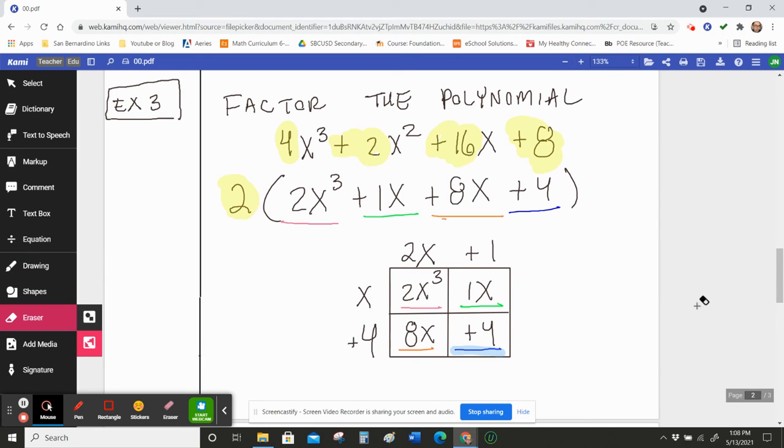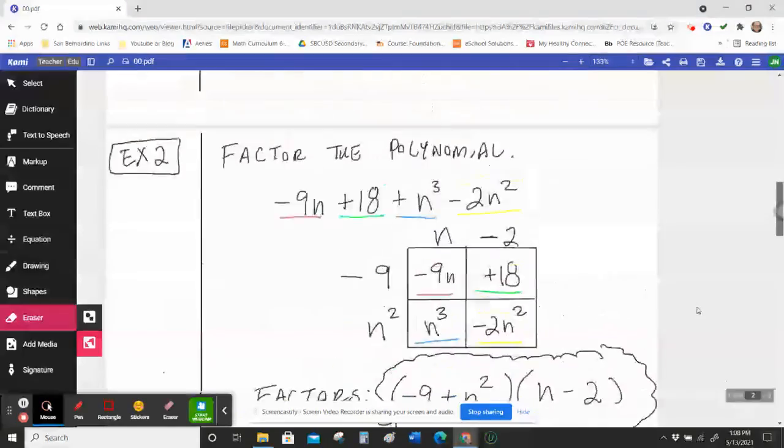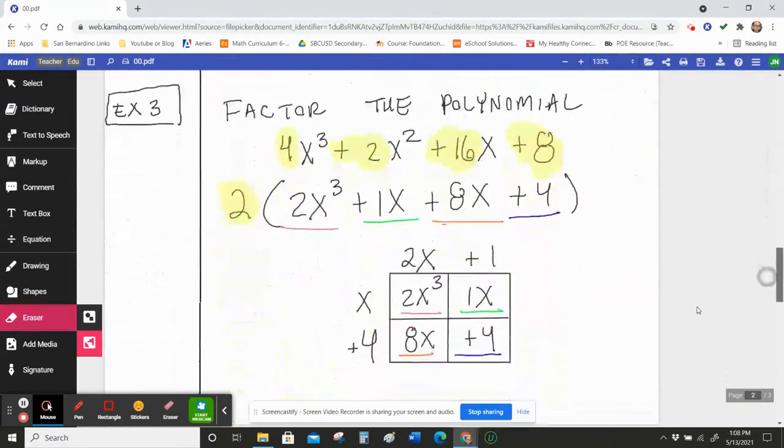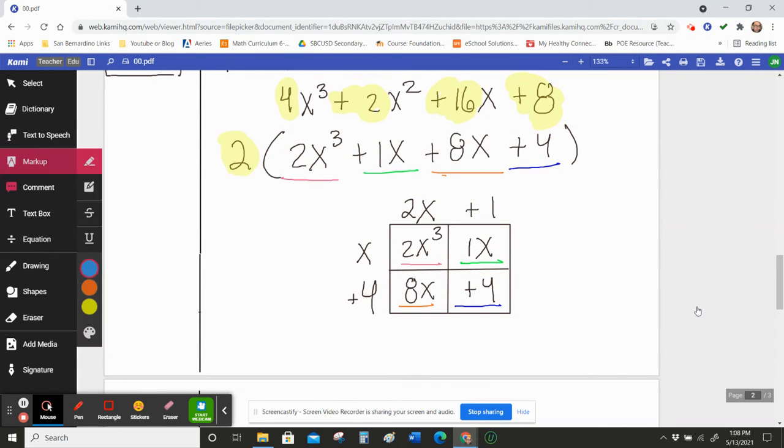Okay, step 5 is the most important step. Go back to step 5 and check your box to make sure that it makes sense. Let me check the multiplication really quick. So x times 2x, does that give me 2x to the power of 3? Yes, so that works out. x times 1, does that give me 1x? Yes, it does. 4 times 2x, does that give me 8x? Yes, it does. And 4 times 1, does that give me 4 on the last step? Yes, it does, so that works out.